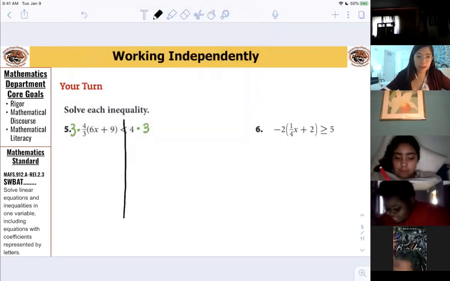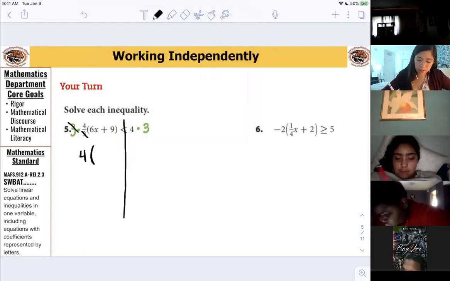That's going to eliminate the denominator. So the 3's cancel out. I'm left with 4. And nothing changes inside my parentheses.